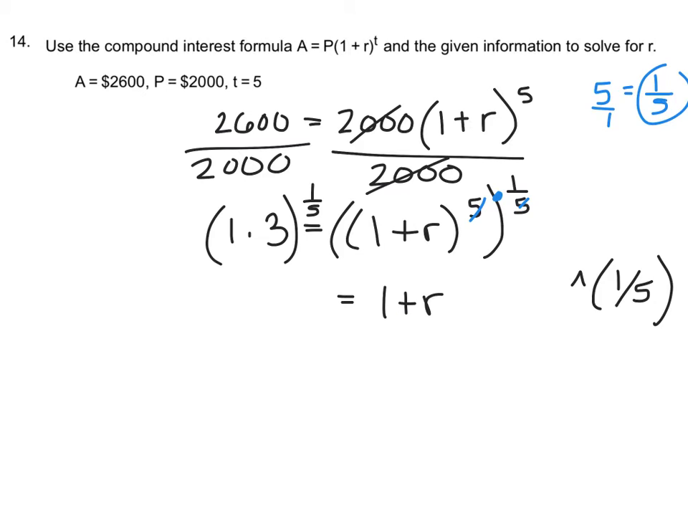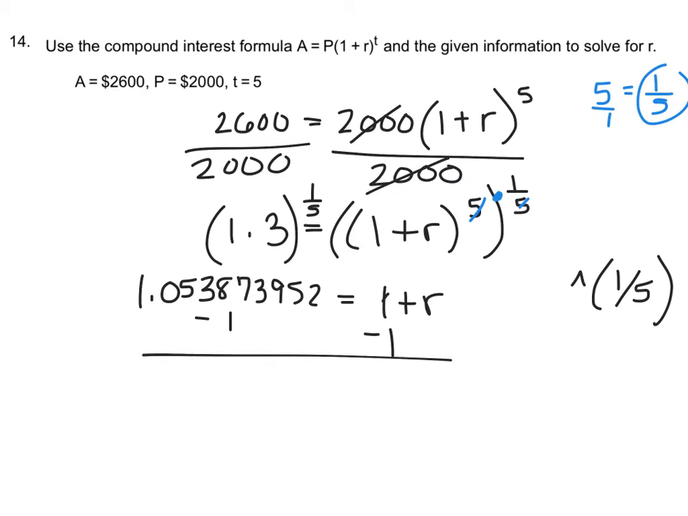That will tell your calculator that you're not just raising it to the first power, you're raising it to the 1/5 power. So when you do 1.3 to the 1/5 power, you get 1.053873952. Next, you'll subtract 1 on both sides, and we get 0.053873951. That equals R. R is an interest rate, and this should be given as a percent.